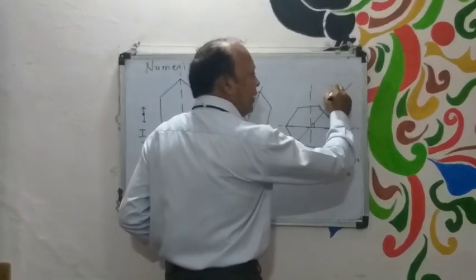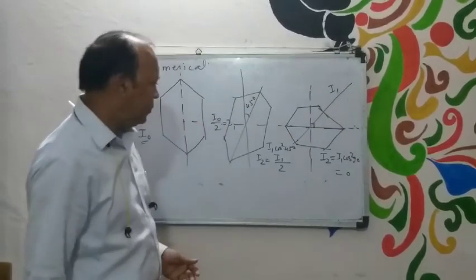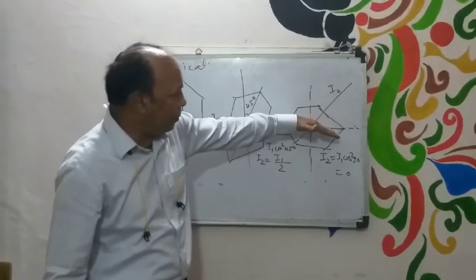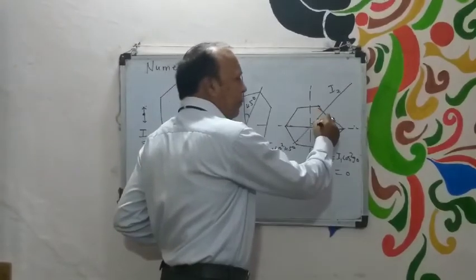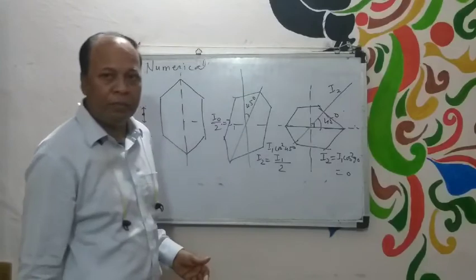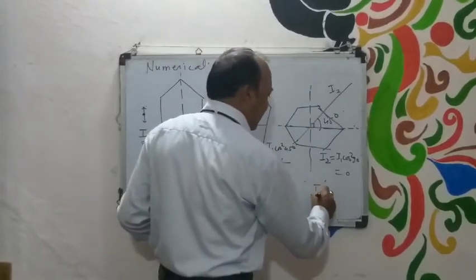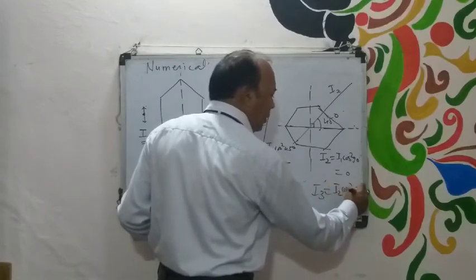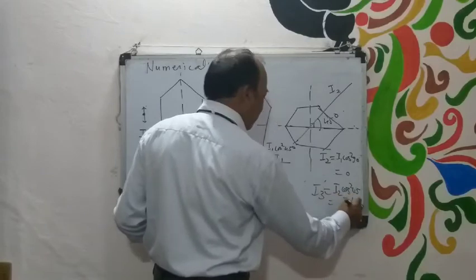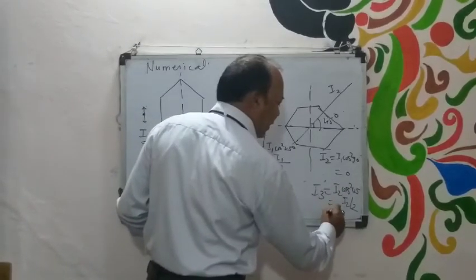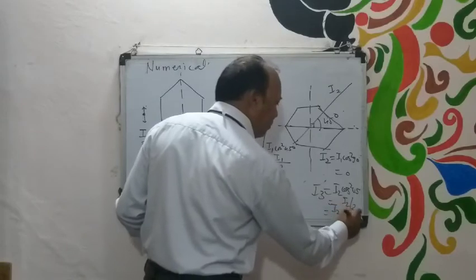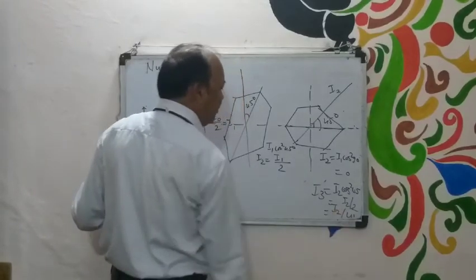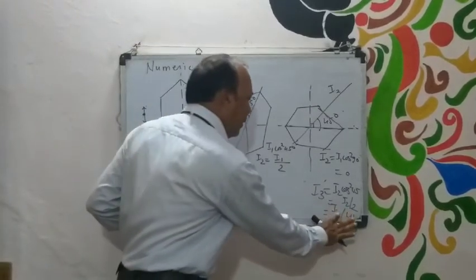Now think about this. In this direction you are getting intensity I2. Now this plane is again making 45 degree from I2. So again you will get here intensity I3 equal to I2 cos square 45, that is I2 by 2. I2 is I1 by 2. So you will get I2 by 4. Is that clear?